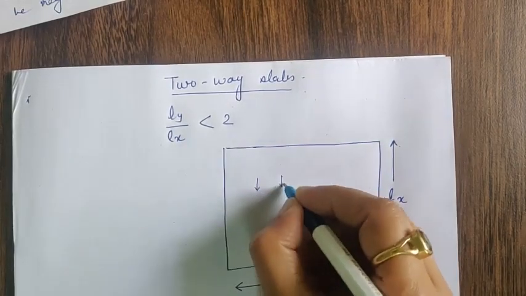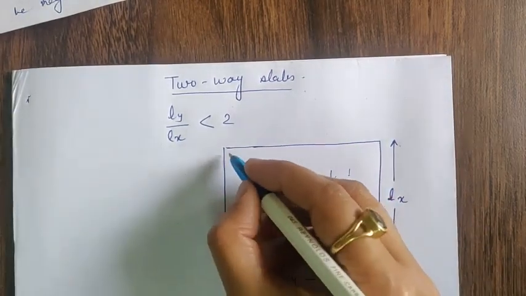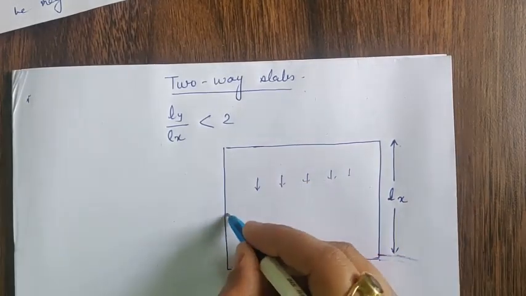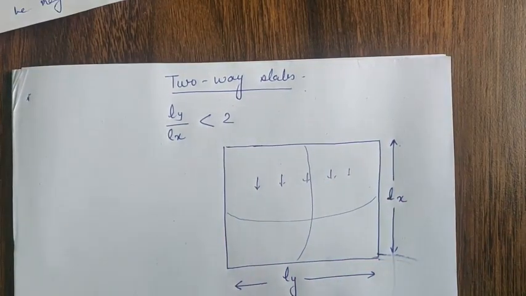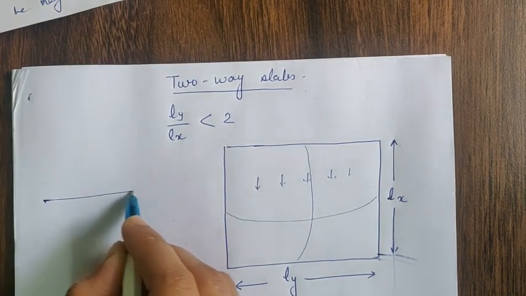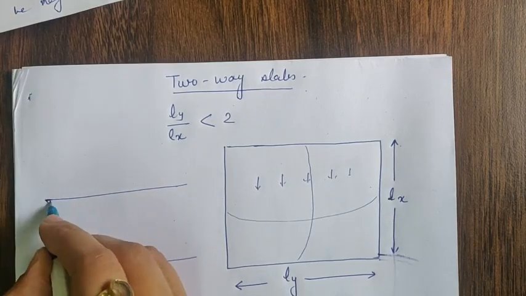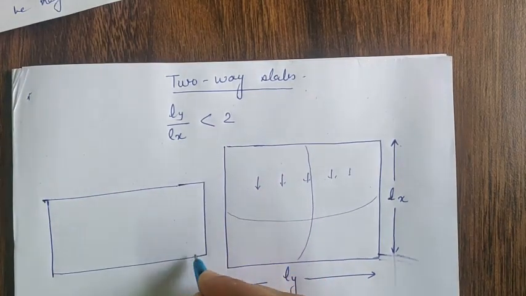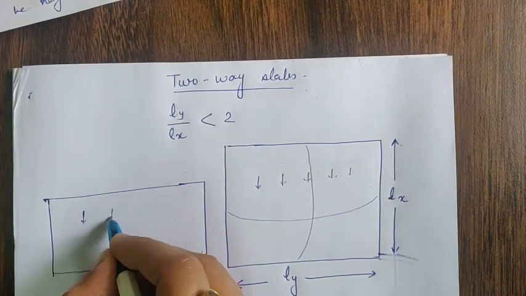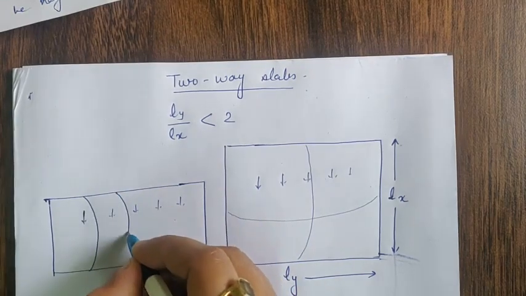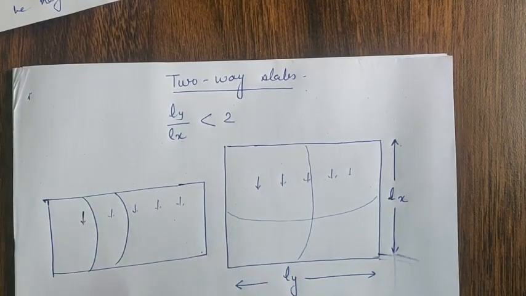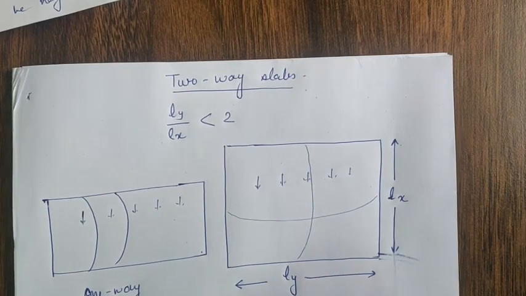Now when the load is acting on this slab, what will happen? The slab is going to deflect in the x direction as well as in the y direction. So you cannot neglect the deflection of this particular slab. Like in one-way slab, this was our one-way slab, and we used to consider, when the load was acting, that the deflection is primarily occurring in this direction only. So that's why we considered this as a one-way slab and this is a two-way slab.